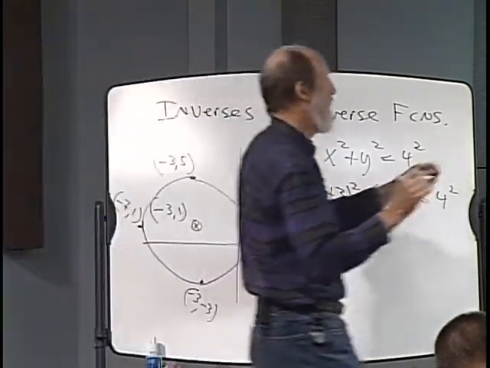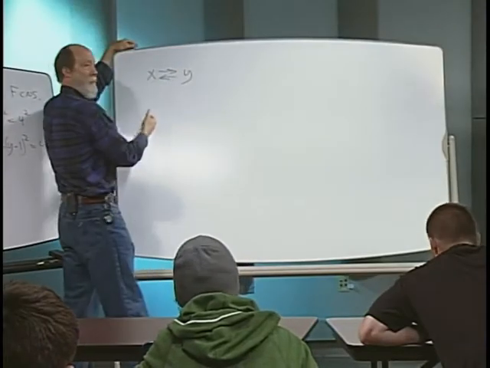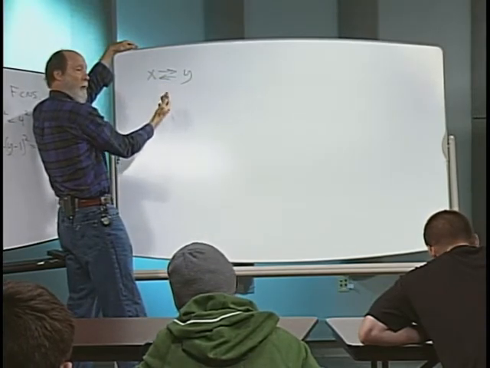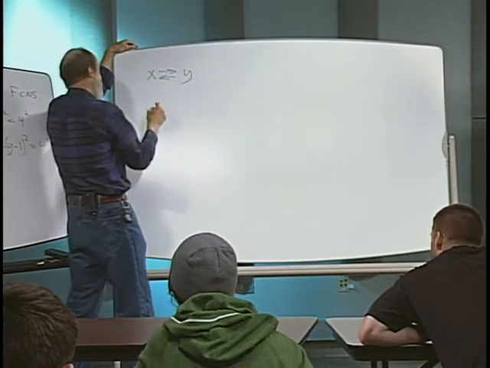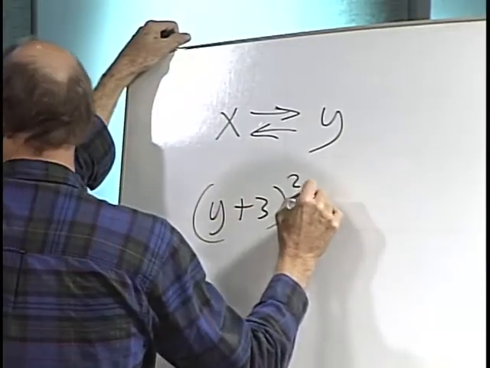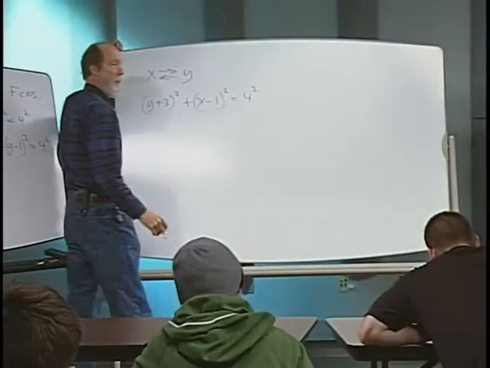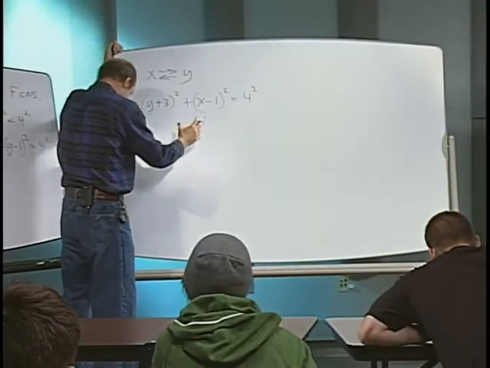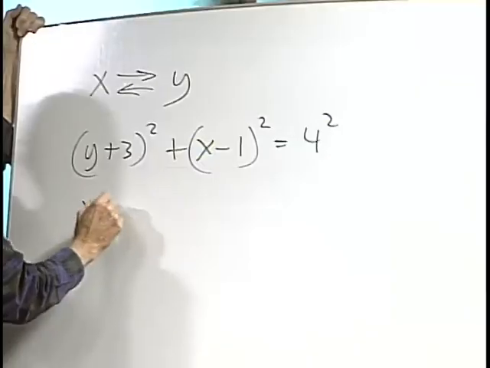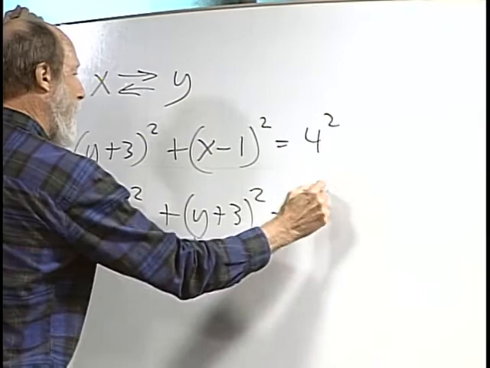If we interchange the x and the y's, here's what I like to do. The books don't do it this way, but this tells me what I've done or what I'm going to do. I'm interchanging the x and the y, so my equation would simply transform itself into being y plus 3 quantity squared plus x minus 1 quantity squared still equals 4 squared. Now normally we're going to write the x material first for an equation of a circle. So we'd write it as x minus 1 squared plus y plus 3 quantity squared equals 4 squared.